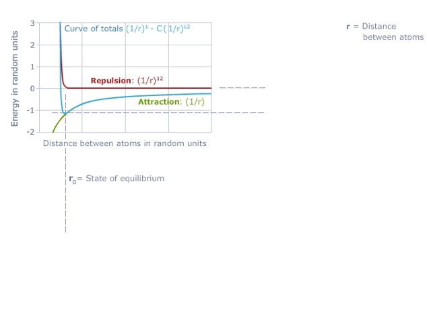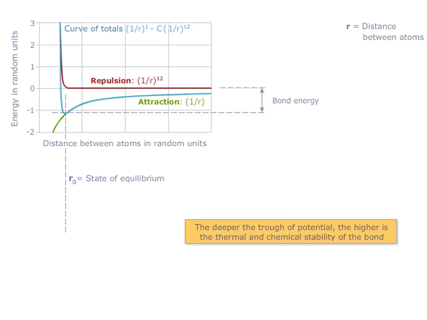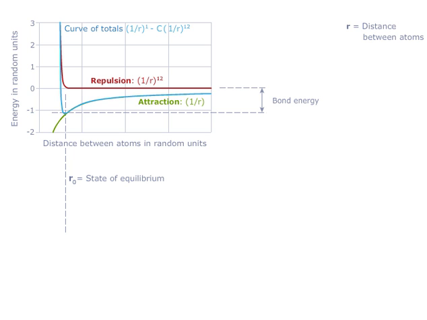The depth of the potential trough, that is, the absolute value of the minimum of the energy curve, provides information about the bond energy. The deeper the potential trough, the higher the thermal and chemical stability of the bond. Materials with ionic and covalent bonds typically have deeper potential troughs than materials with metallic bonds.